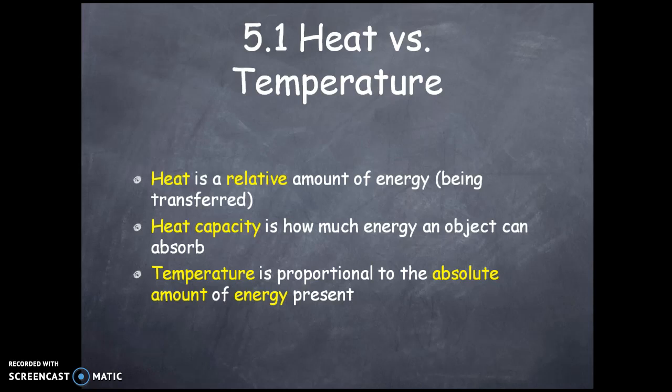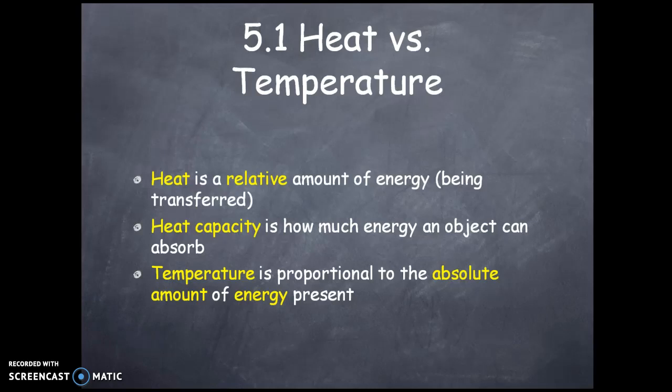So something like we give some energy to an entity, and then it absorbs that energy and gets hot. Then we say that heat is transferred. Heat capacity is how much energy an object can absorb.